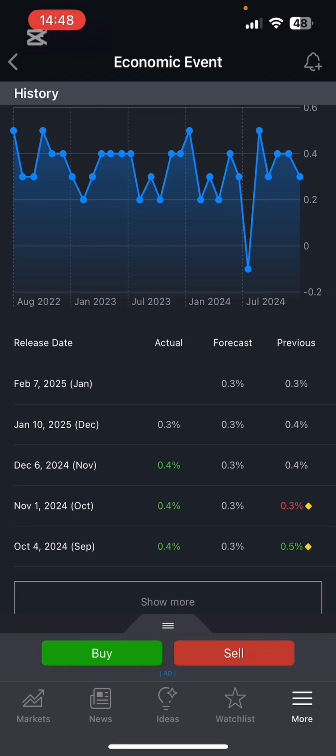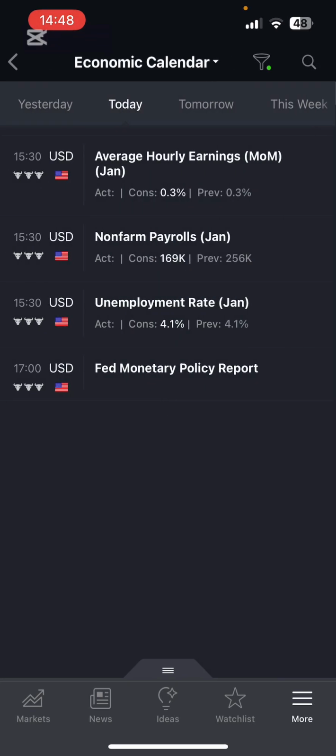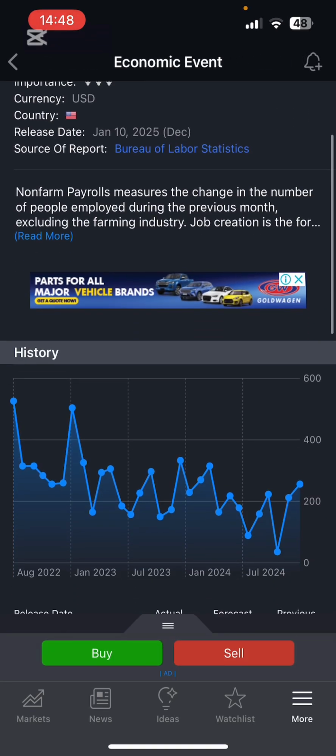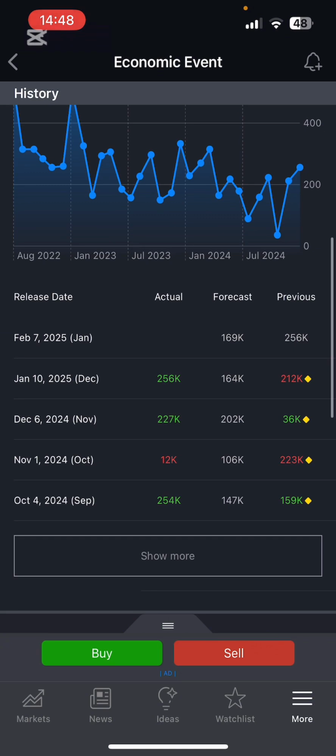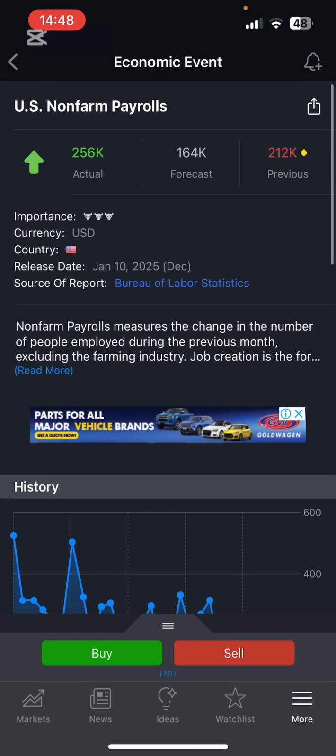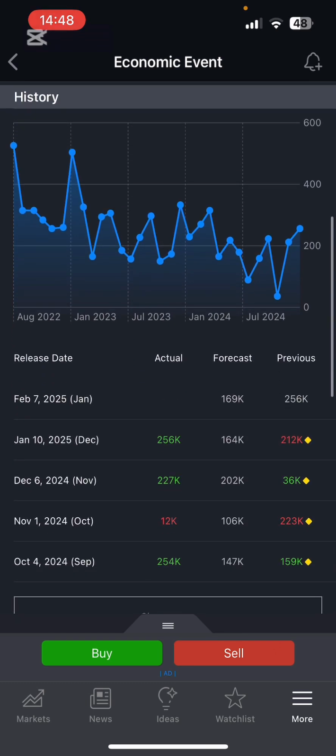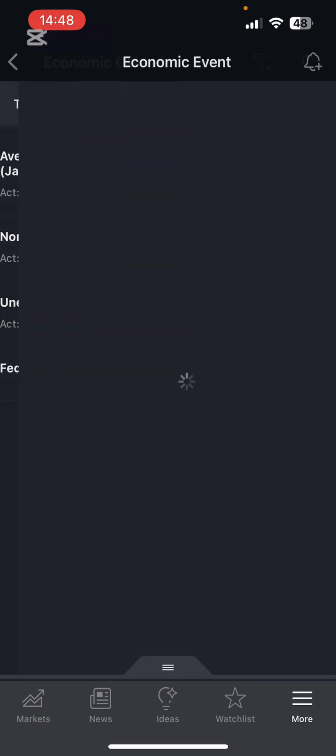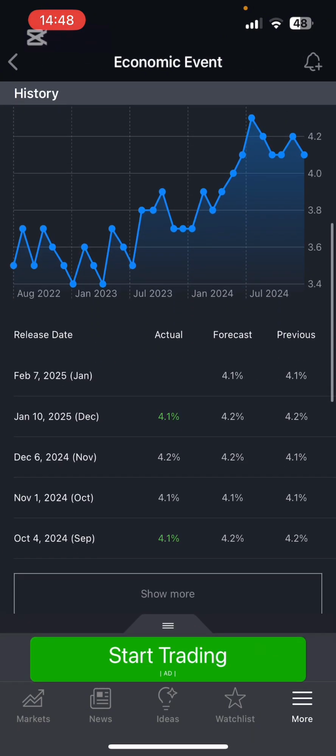So this one is 0.3, there's no difference. We see that the forecast for non-farm payrolls is expected to be lower than previous. Okay, so let's check the employment rate. The employment rate is set to stay the same, 4.1 to 4.1.